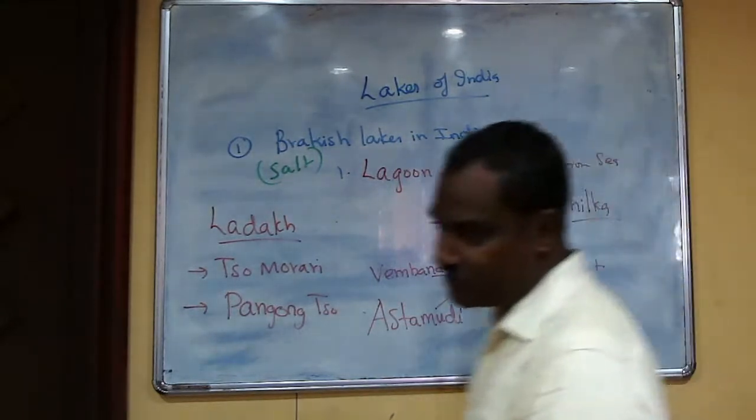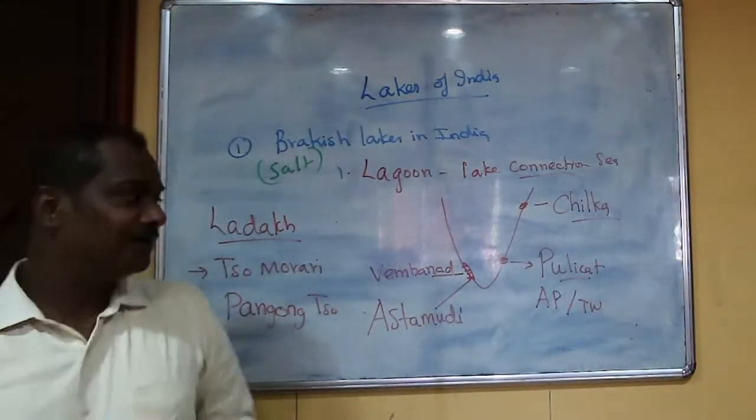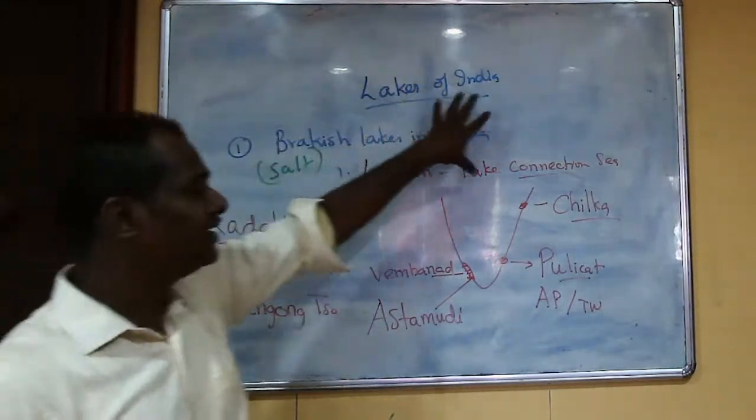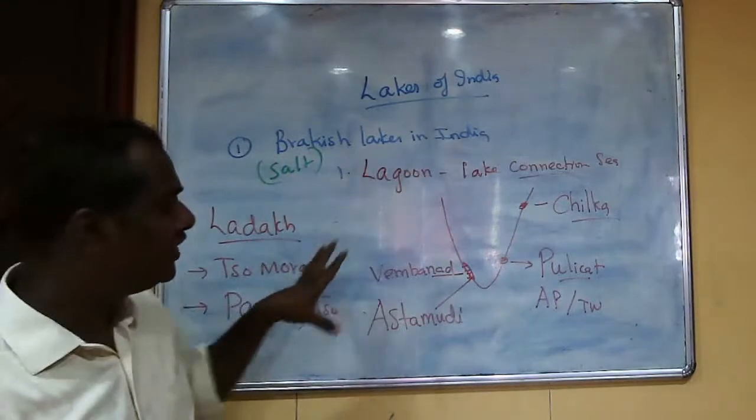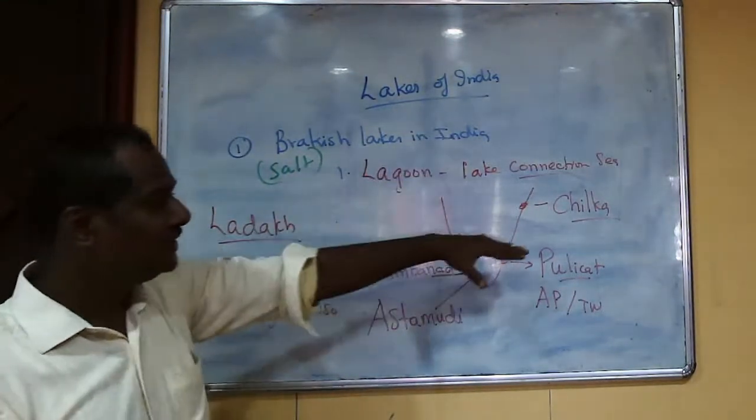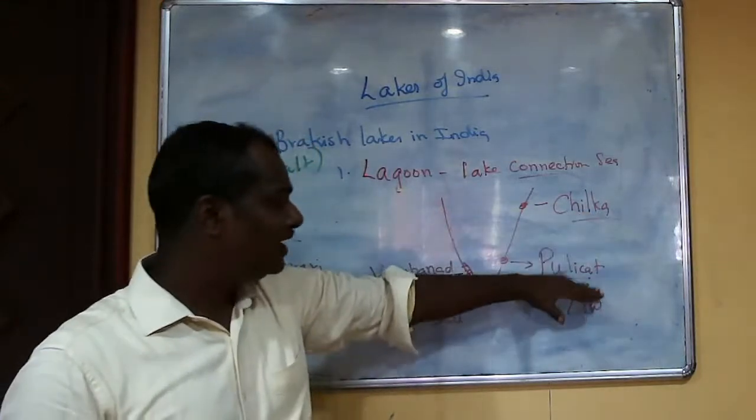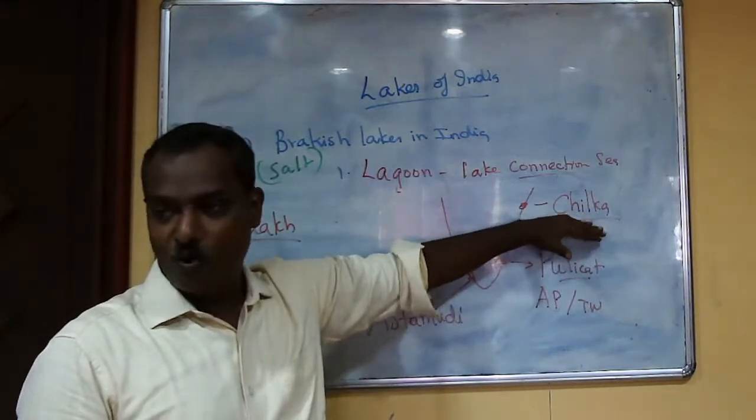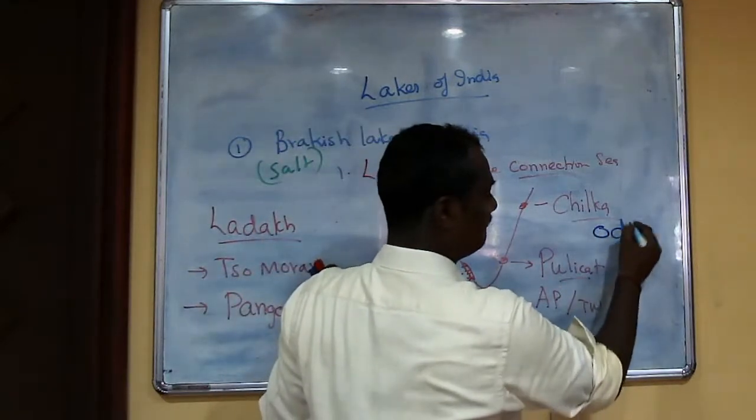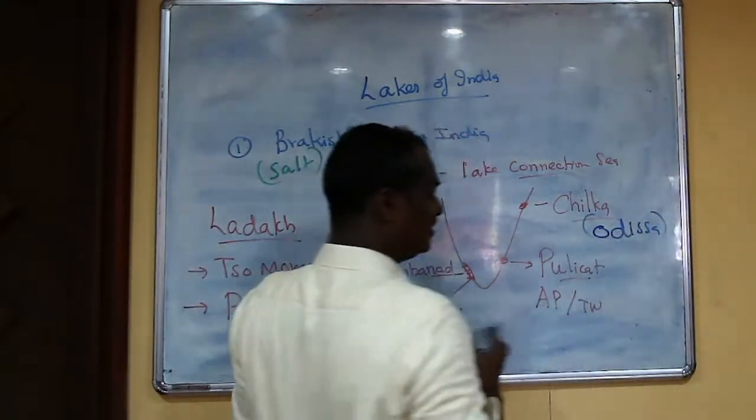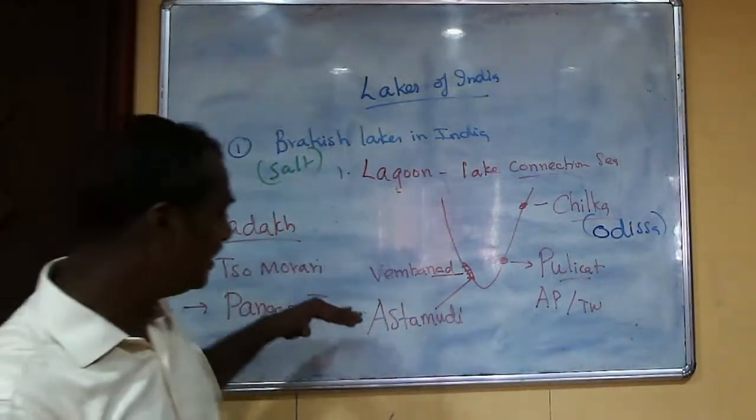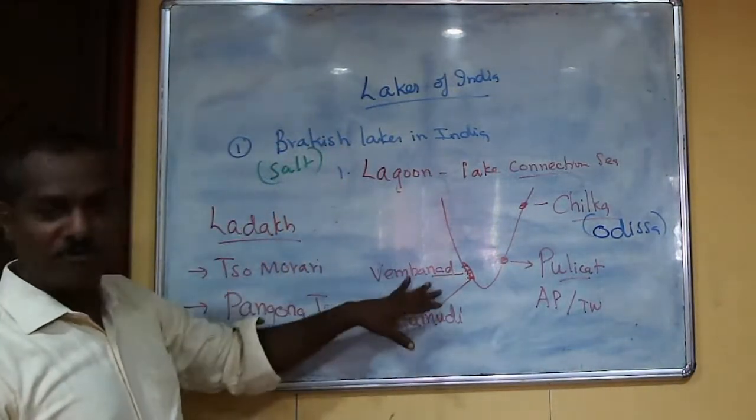Okay, so this is a factual, data-based question, like they're asking lakes in India. First we'll start with the brackish lakes in India. Brackish means salt water, so all the lagoons are salt water. We have four important lagoons: Chilka, which is located in Odisha; Pulikat in Andhra Pradesh and Tamil Nadu; then Vembanad and Ashtamudi, both in Kerala.